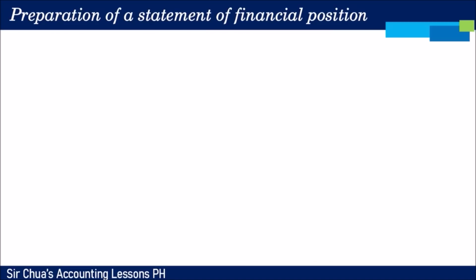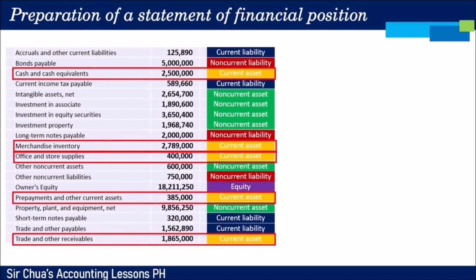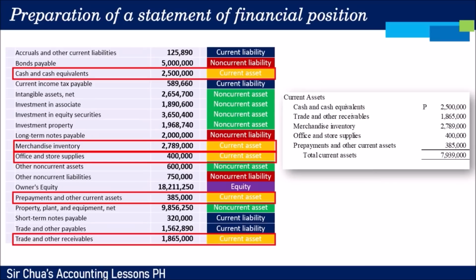The first thing we need to do, syempre, is lahat ng current asset. Okay? So, yung current asset natin na cash and cash equivalents, merchandise inventory, office and store supplies, prepayments and other current assets, and trade and other receivables. Dahil na-group na natin sila, gagawin na natin yung statement format. Charan! Yan na po siya. Okay? So, cash and cash equivalents, 2,500,000. Trade and other receivables, 1,865,000. Merchandise inventory, 2,789,000. Office and store supplies, 400,000. Prepayments and other current assets, 385,000.